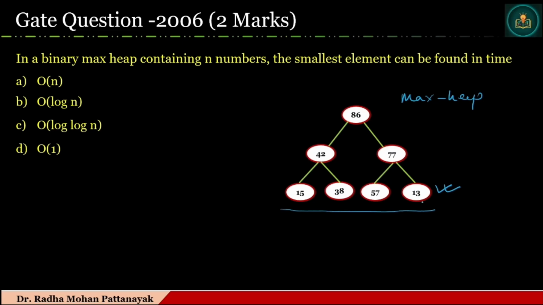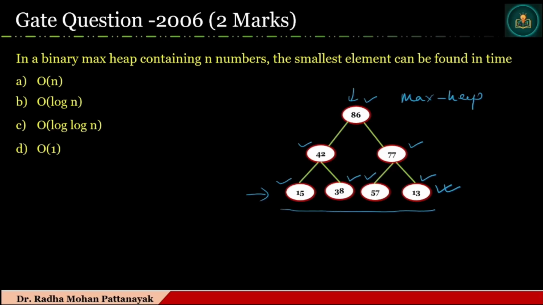So where is the 13 present? At the last position, right? Last position means the last location in the level. So how will you find this node? You need to move from the root onwards. First you will check the root, then you will check 42, then 77, then 15, then 38, then 57, then at last you will check 13. And when you find 13, you will stop the process here.